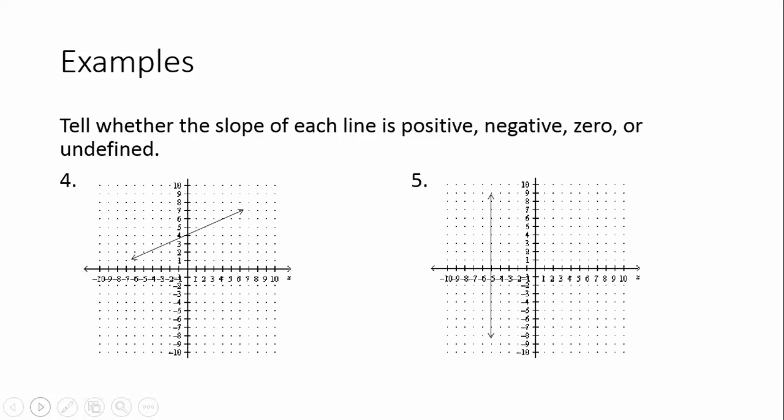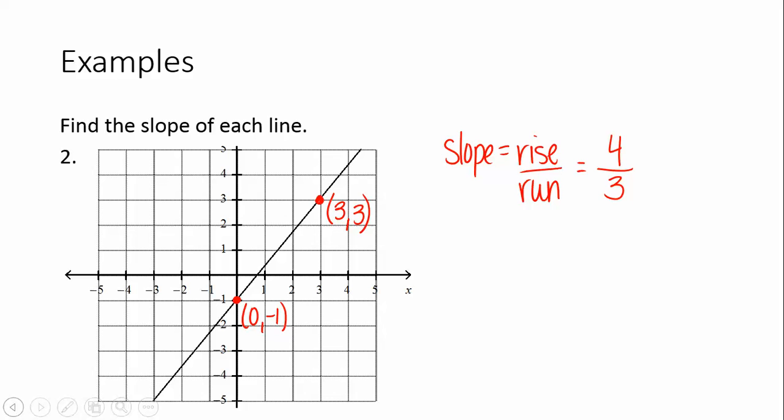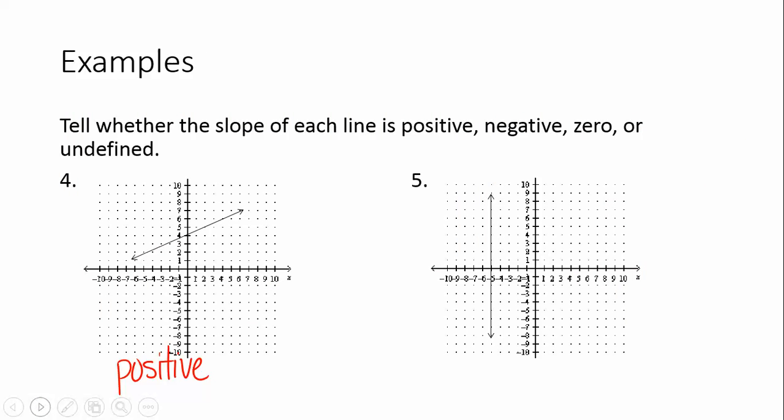So now for the last few examples, we simply want to tell whether the slope of each line is positive, negative, 0, or undefined. For number 4, we have a line that's rising as we go from left to right. We're going uphill. So this is positive. If we go all the way back to that very first example we did to find the slope, notice this line also rises from left to right, and our answer was positive. Number 2, we have a vertical line. So go back and look at your notes from the previous slide. For a vertical line, the slope is undefined. We'll explain a little later why it gets that category.